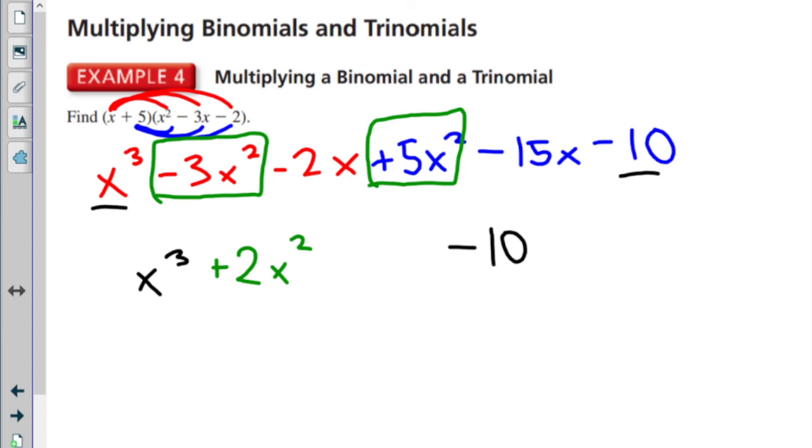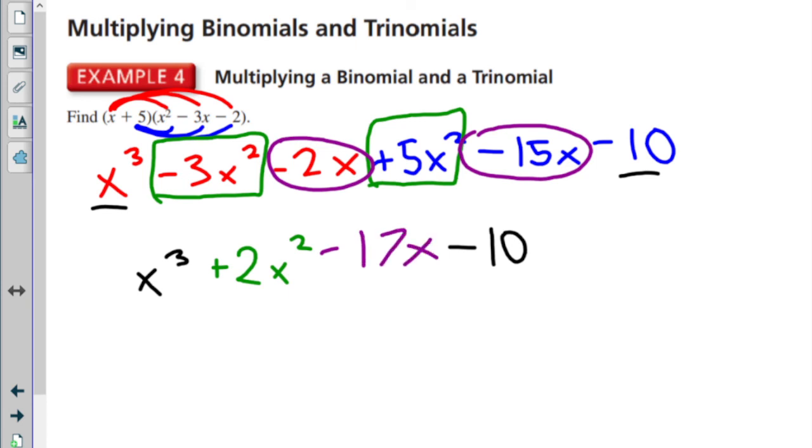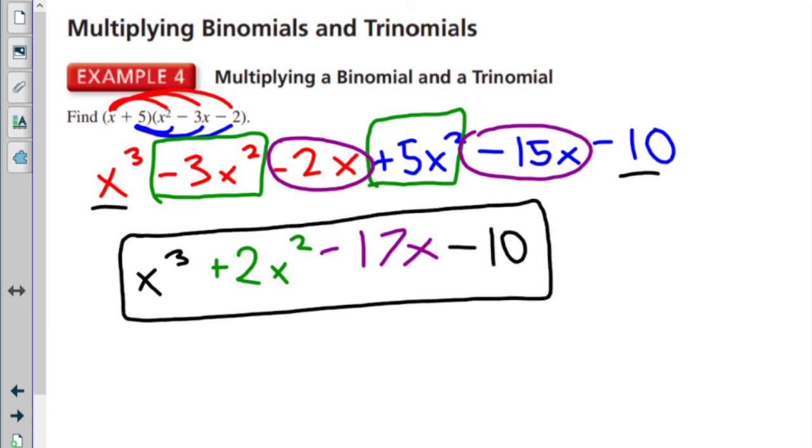Then we have a negative 2x here and a negative 15x here. Negative 2x minus 15x gets more negative and becomes a negative 17x. So we can combine some more terms together. Here's our final answer. But notice that the way that we multiplied everything out is the same way that we've been multiplying everything out on all the other problems.